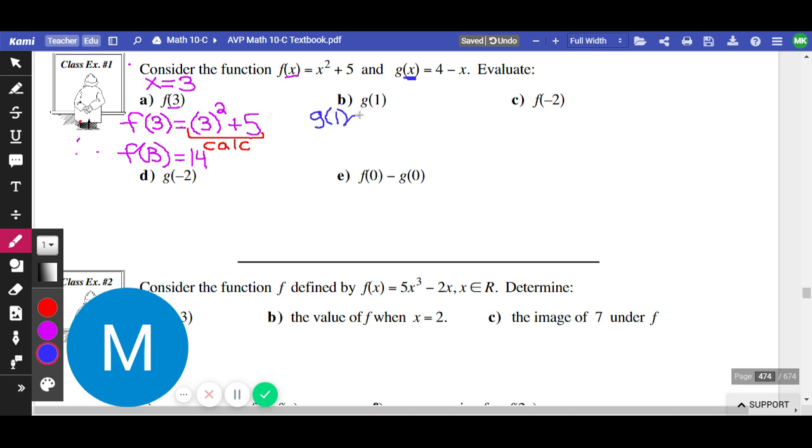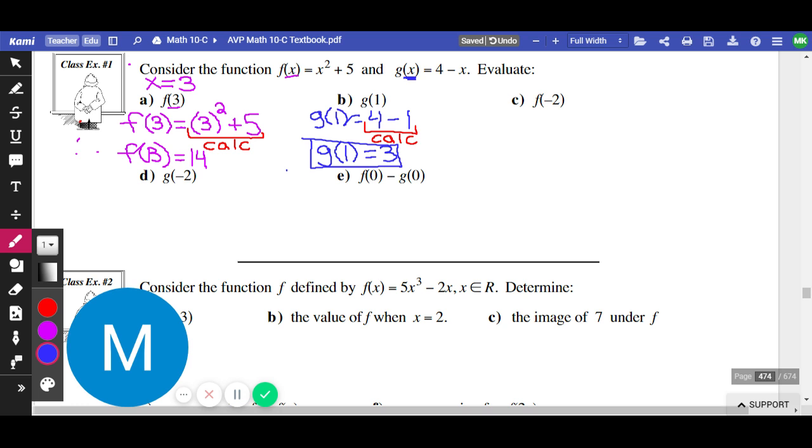So we're going to go g of 1 equals 4 minus 1. You're going to calculate that, with g of 1 equals 3. Now, your answer: input would be 1, output would be 3. That's function notation. Not that crazy, right?